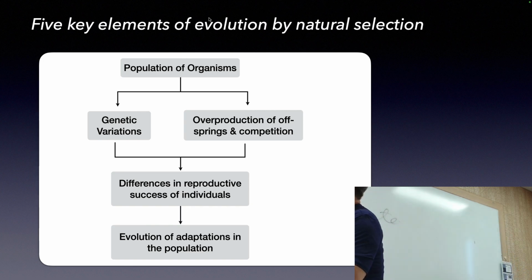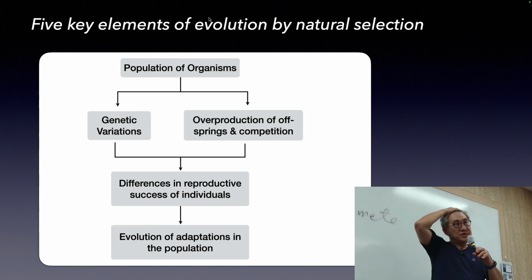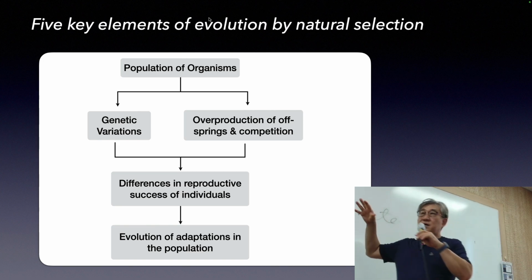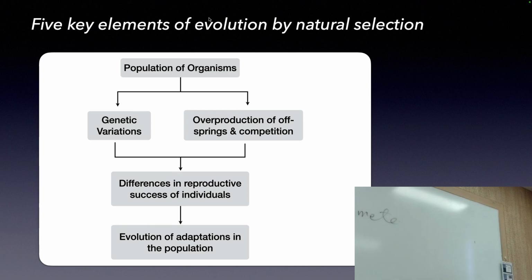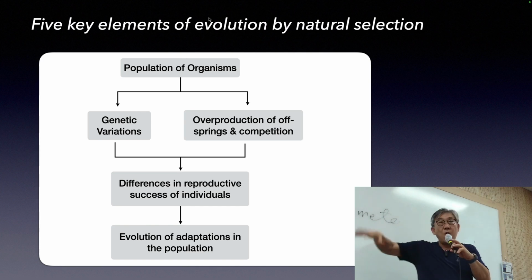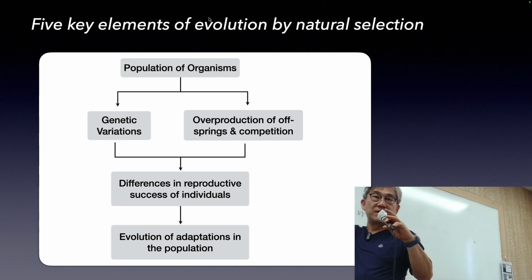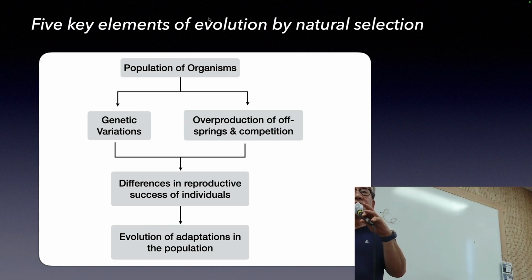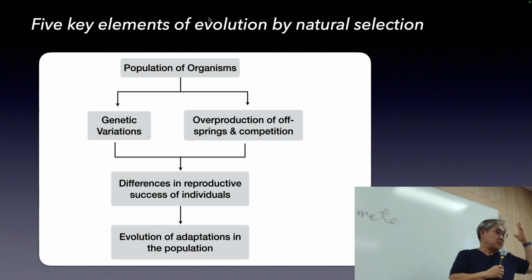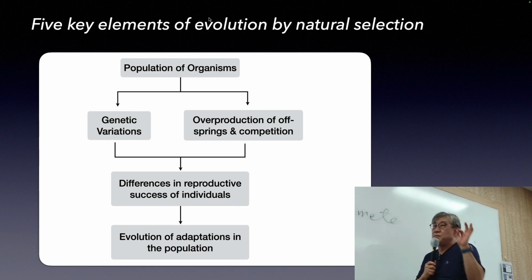So if we try to summarize this process of evolution, it always starts with a population of organisms. Remember, population. What is the definition of population? All those groups of individuals belonging to one same species is the population, right? So that happens in a single population.